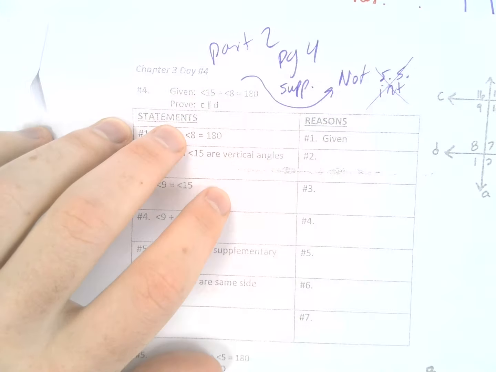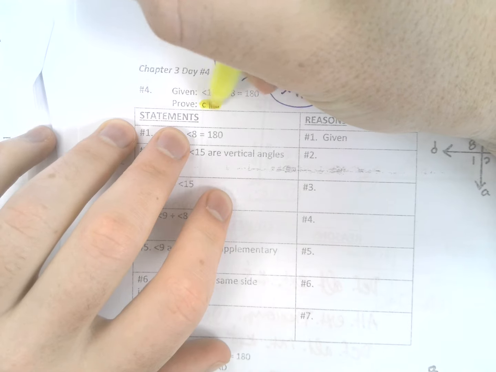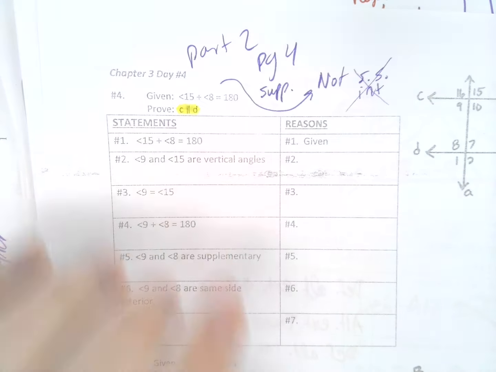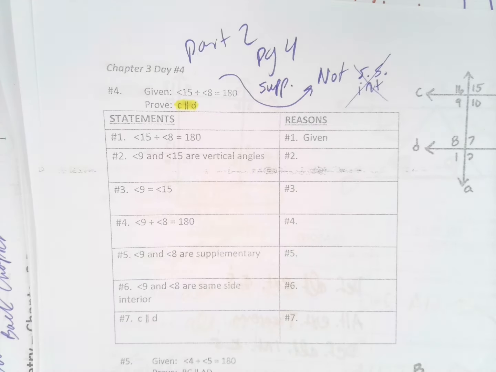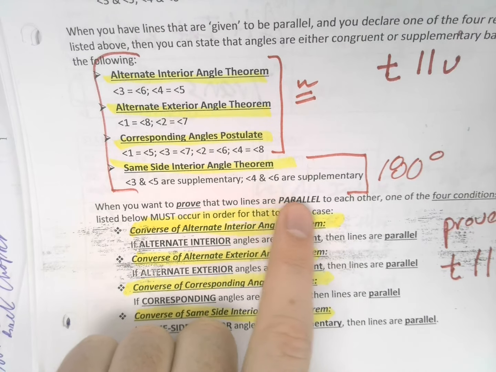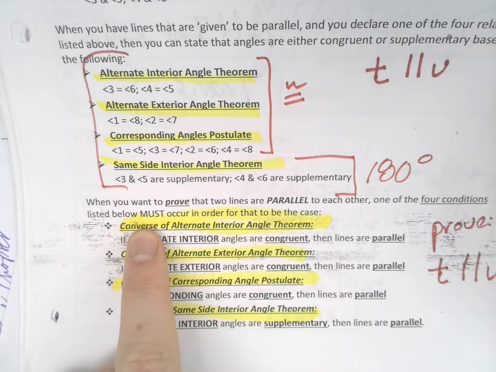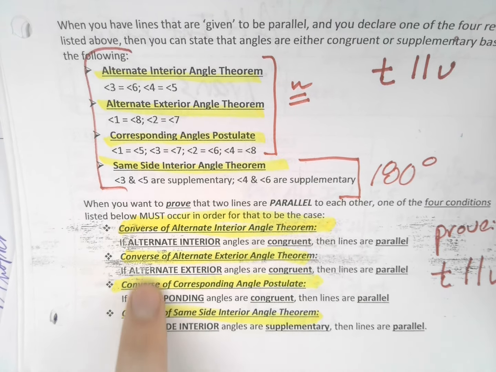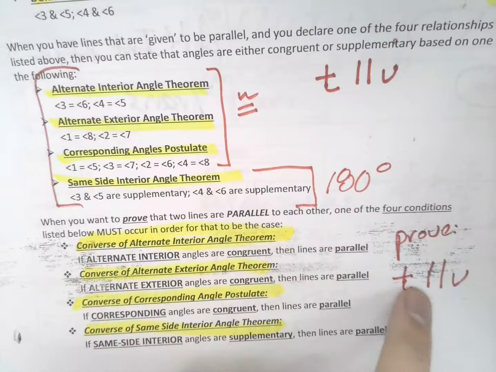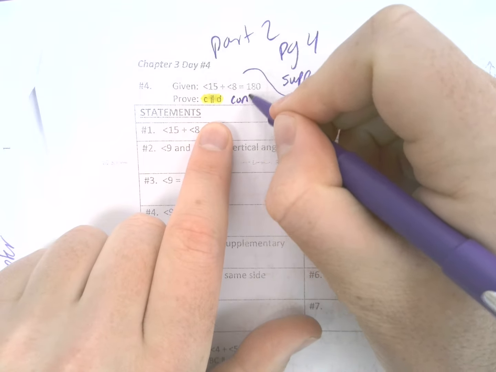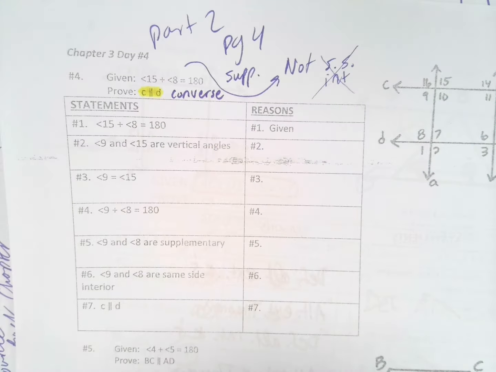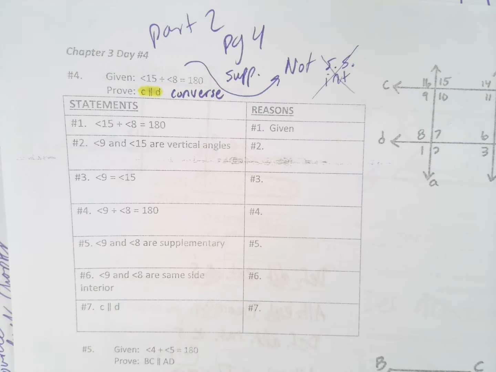Also, look at what we're trying to prove. This is the big one. If we're trying to prove that 2 lines are parallel, I want to take you guys back to the first page of this day. Remember, if we're trying to prove that 2 lines are parallel to each other, we're going to be using converse. It's all about converse to prove that lines are parallel. So there's definitely going to be some converse going on here. We know that just based off what we're trying to prove. So let's get to it, guys.